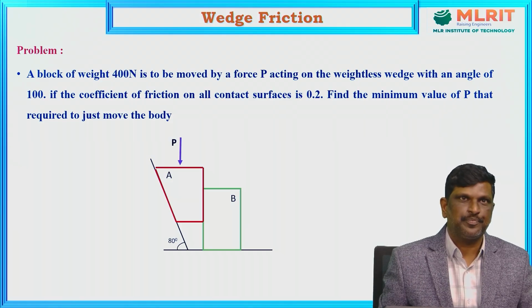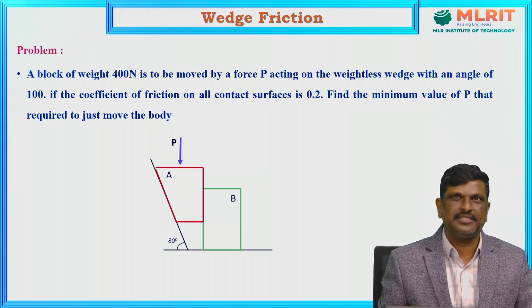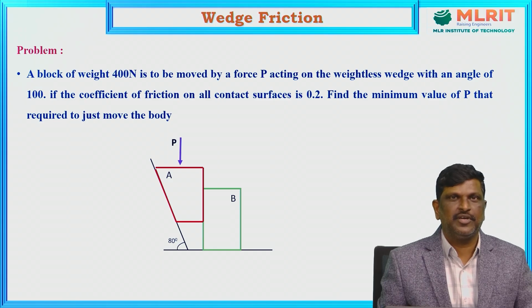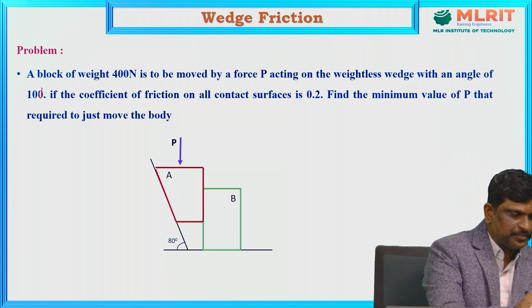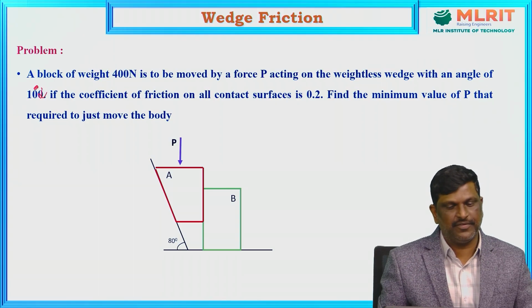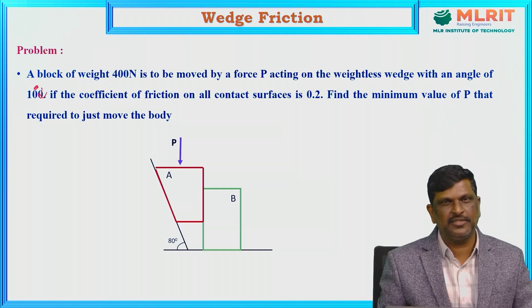Look at this problem. A block of weight 400 newtons is to be moved by a force P acting on the weightless wedge with an angle of 10 degrees. If the coefficient of friction on all contact surfaces is 0.2, find the minimum value of P that is required to just move the body towards the right.